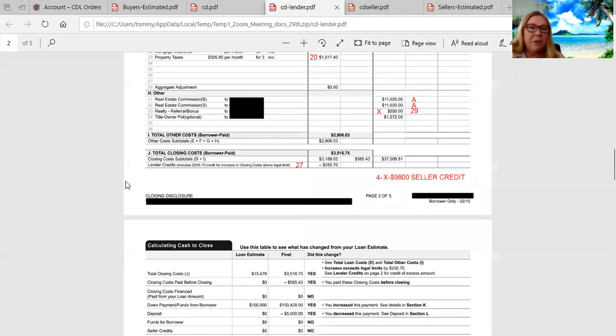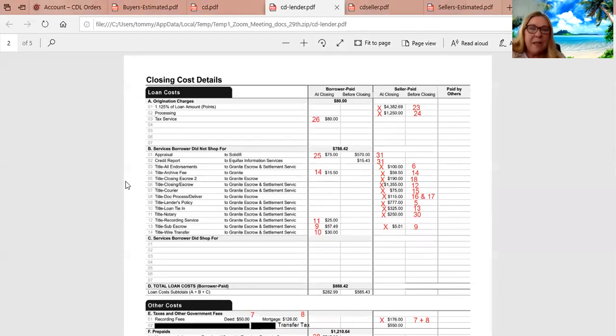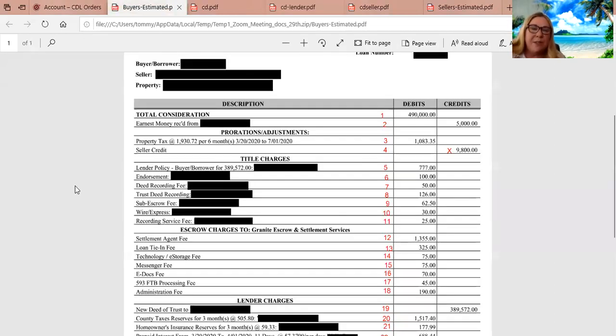Tommy, on this page, just go back up a little bit. Okay, so in here, I want to show you these fees are pretty basic. So they've got appraisal, credit report, endorsements, archive fee. So you see how it says archive fee to grant it. And it shows, well, it's split, but that total is right there, $75. Tommy, can you go back to the buyer's estimate? I want to show them that that's not what we call it, but it doesn't matter. As far as they're concerned, it's the same.